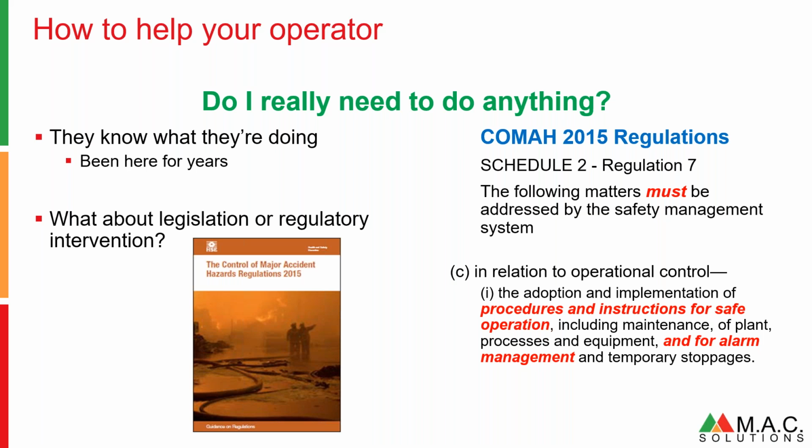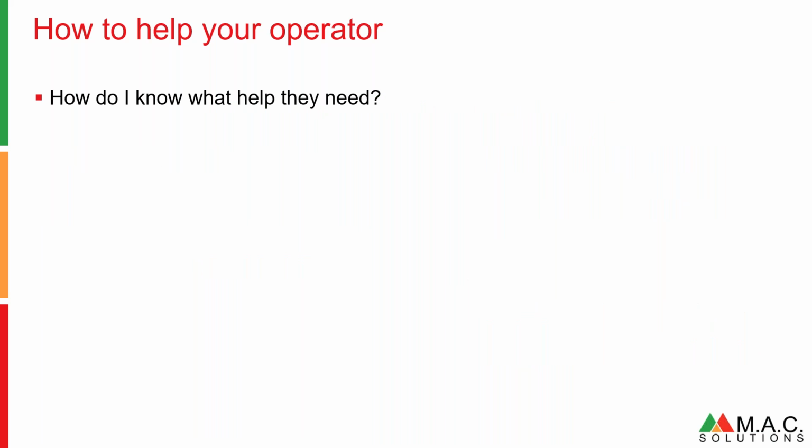So there's a legislative requirement if your plant falls under the COMAH regulations. In Europe, if your plant falls under the Seveso regulations, then there's a requirement in law for you to manage alarms. So you have to help your operators. You don't have a choice. In America, if you fall under the Code of Federal Regulations, which are law, there are CFRs, and I can't remember the numbers offhand, where it says you must manage your alarms. So the law says you must manage your alarms. So do I really need to do anything? Potentially, you don't have a choice.